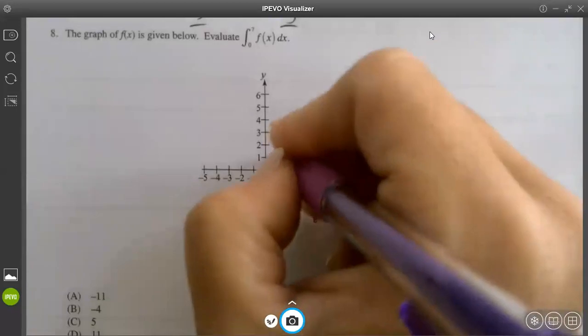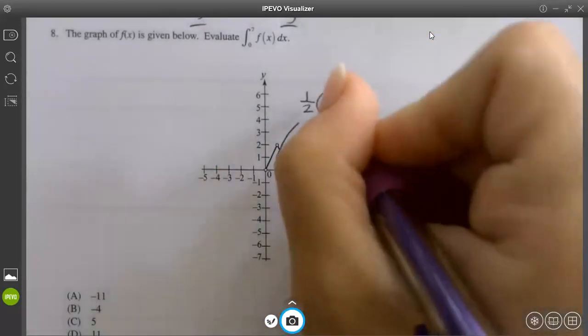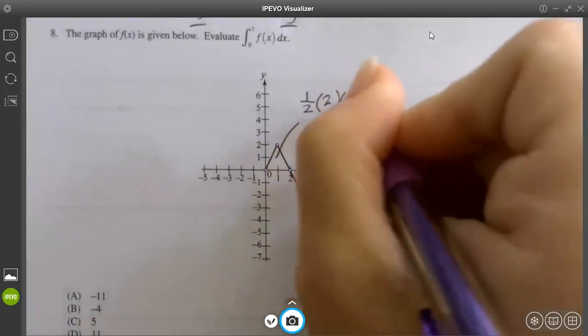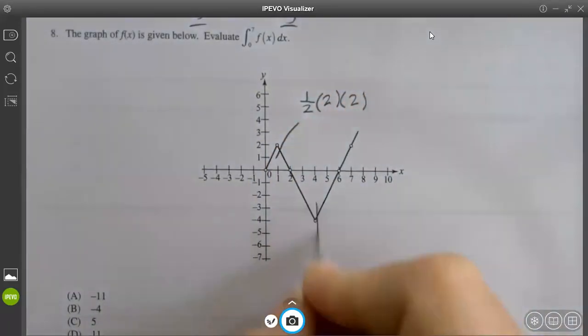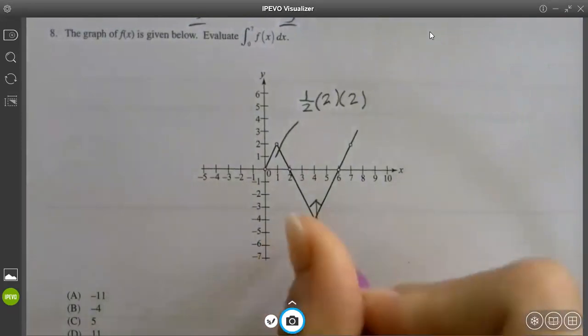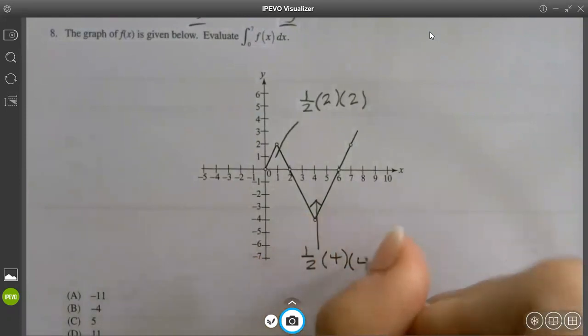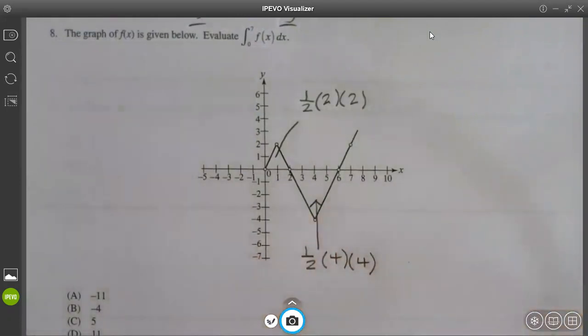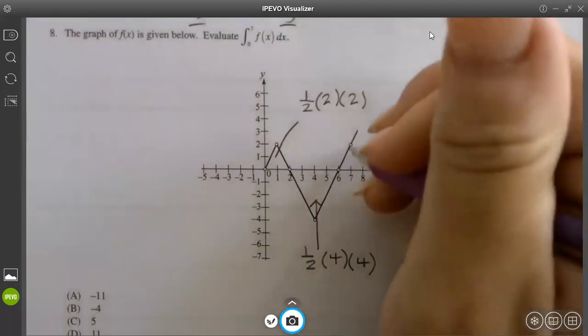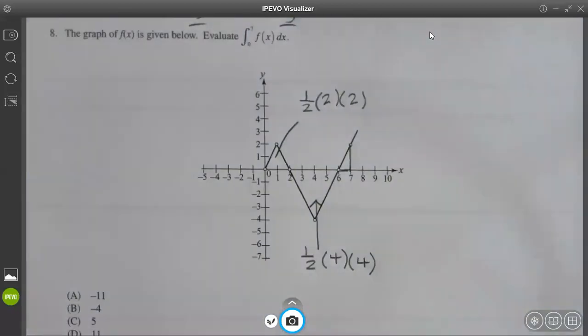So this little triangle right here is 1/2. What's your base? What's your height? 2. This triangle right here, 1/2. What's your base? What's your height? 4. Is everybody okay with all this? Then I can make this one. We're only going to 7. They dirty dogged you and put the graph to 8. Go to 7.